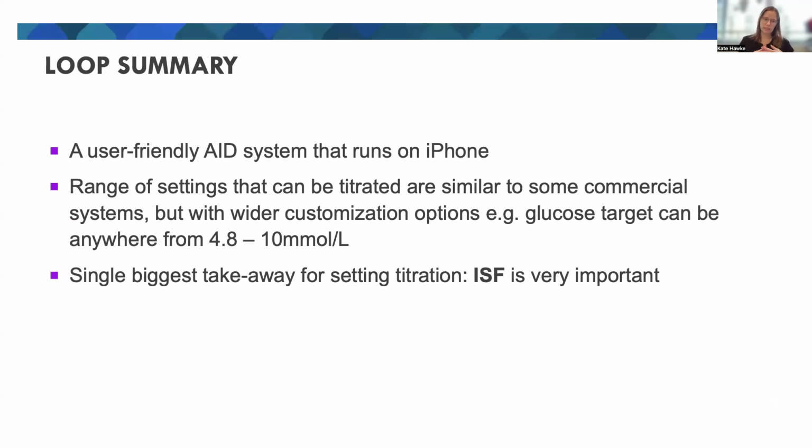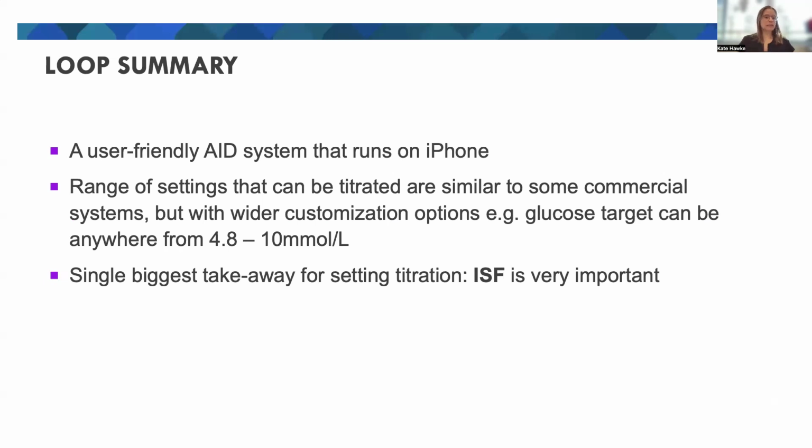There's a range of settings that can be titrated that are similar to what you may be used to with some commercial systems in terms of, we can change a carb ratio, change an ISF, change a basal. But there are wider customization options. So for example, the glucose target can be anywhere from 4.8 to 10 millimoles per liter.